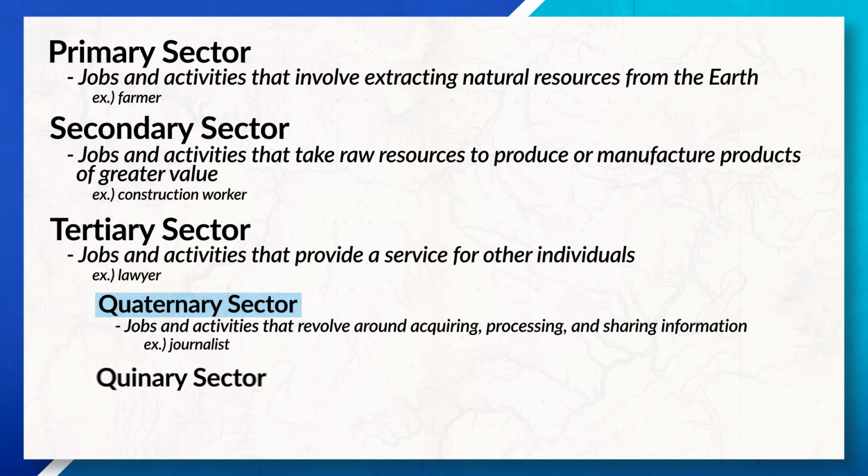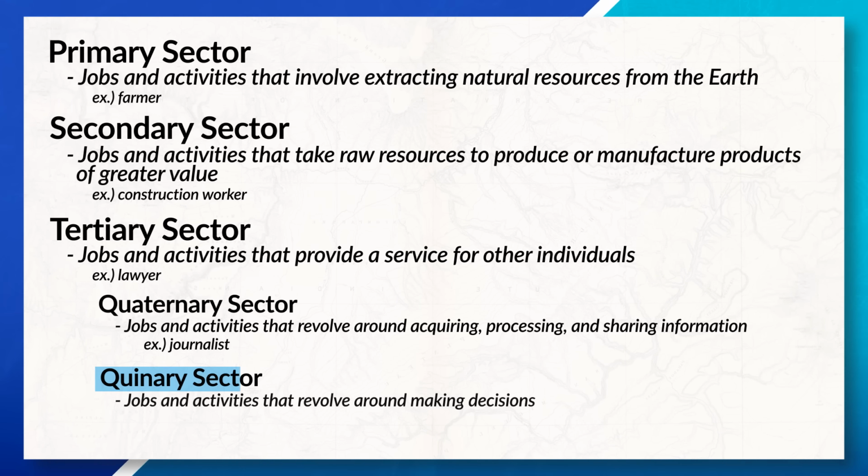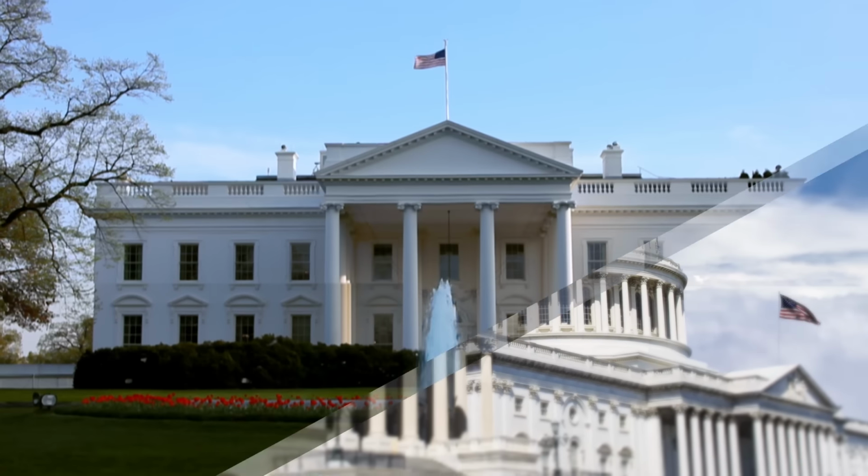Lastly, there's the Quinary Sector, which consists of jobs and activities that revolve around making decisions. For example, politicians of a country, such as a senator or the president of the country, or executives of a company, or the CEO of a company, such as Steve Jobs or Elon Musk.